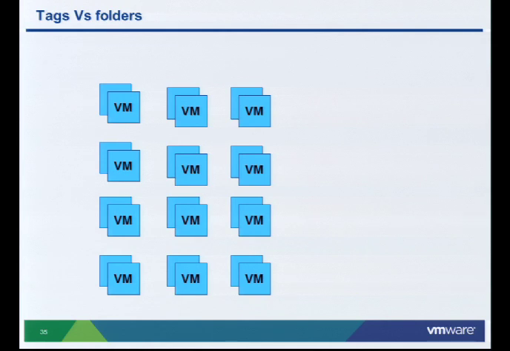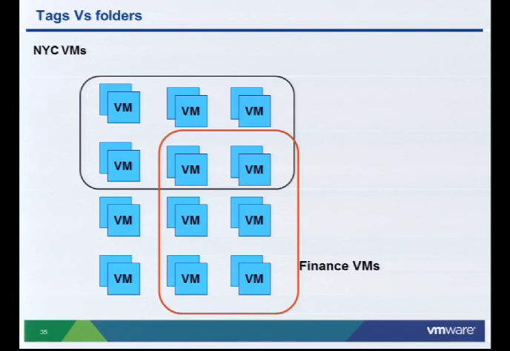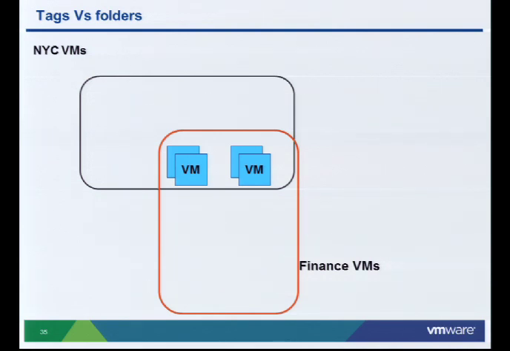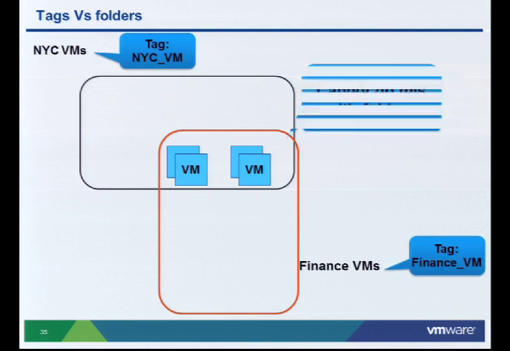Can I just take a quick question? How many of you hate that you can only put an object into one folder? Okay, we're fixing that problem for you with tags. So here's an example where we say, okay, these are my New York City data center VMs. These are my finance VMs. Which folder do I put these two cross ones in? Previously, you had to pick or choose. You had to have a favorite parent or a favorite child. You can't put those into multiple folders.